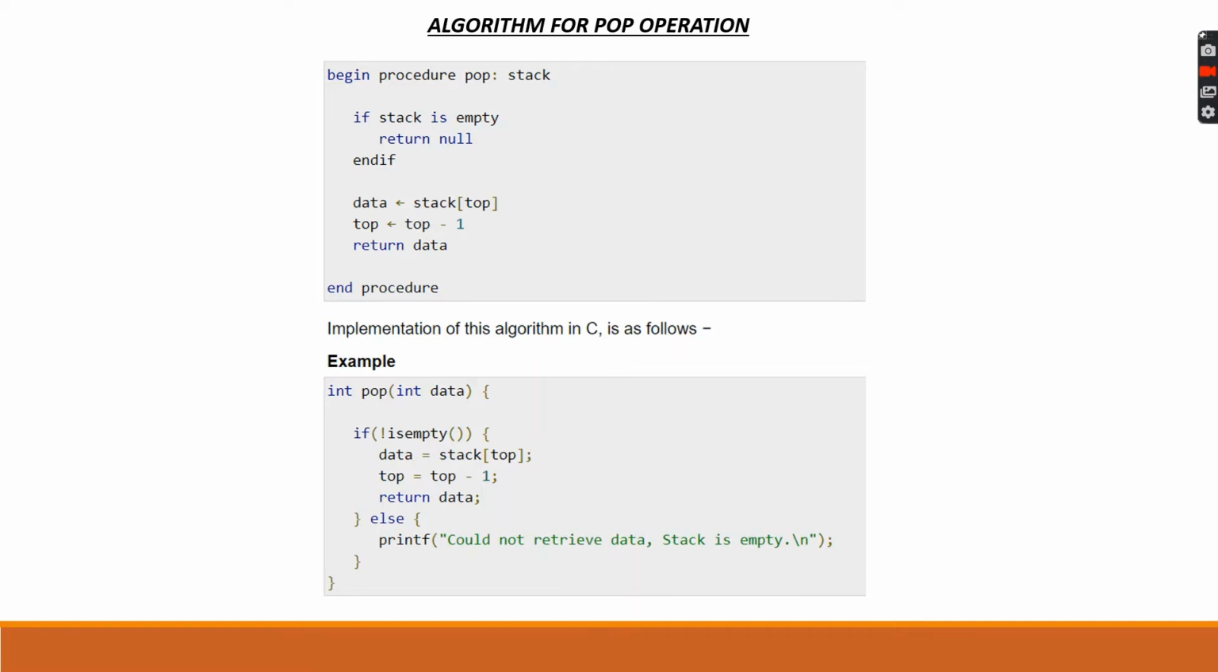Begin procedure pop stack. If stack is empty, return null. Otherwise, data equals stack top, top equals top minus 1, return data. End procedure. The basic implementation of this algorithm in C language: in pop, if the stack is not empty, then we put the topmost element into data, data equals stack top, and top equals top minus 1 in order to change the value of top to the decremented value, that is, the next lower position. Then we return the data. Else, if the stack is already empty, we print a message: could not retrieve data, stack is empty.